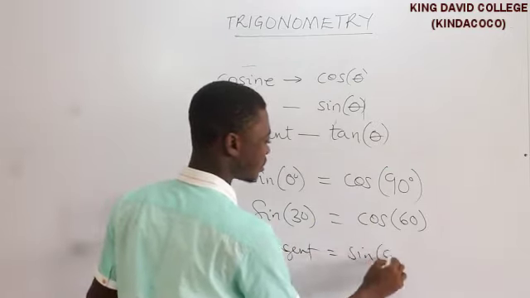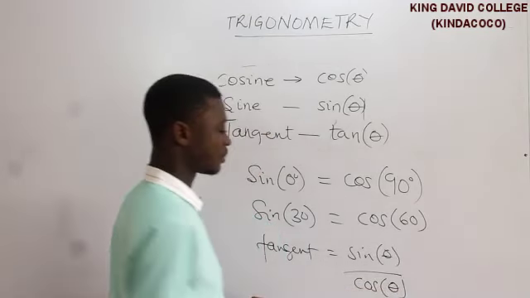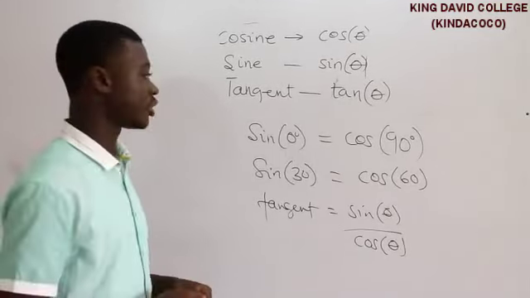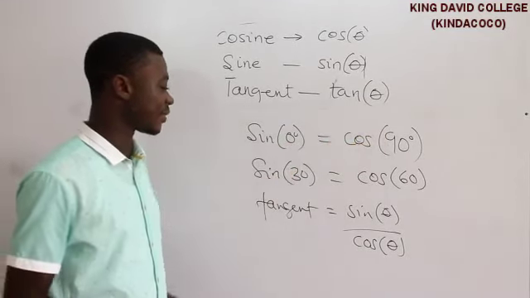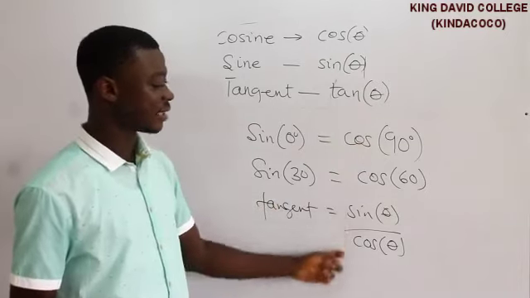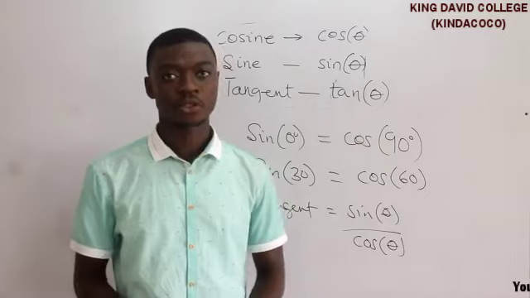Sine of the angle over the cos of what? Whatever angle. So that is the relationship between the two. So this one and this are 90 degrees out of phase, and tangent is the ratio of what? The sine and then the cos.